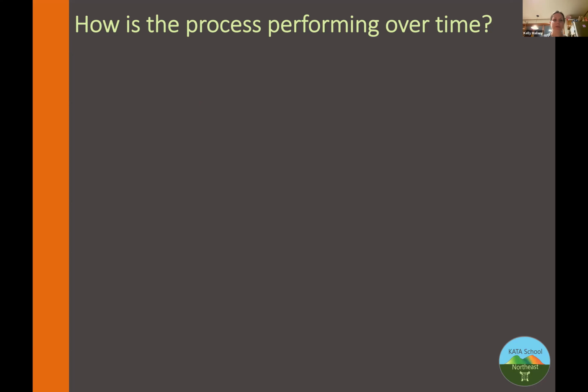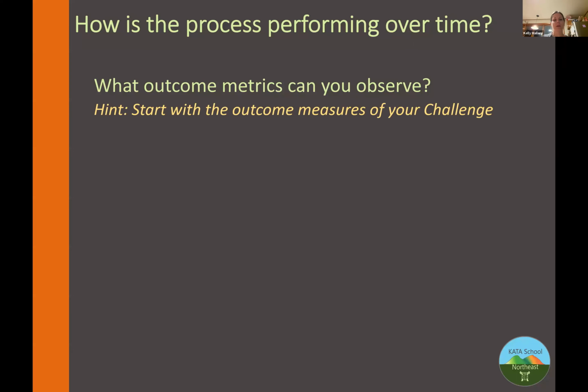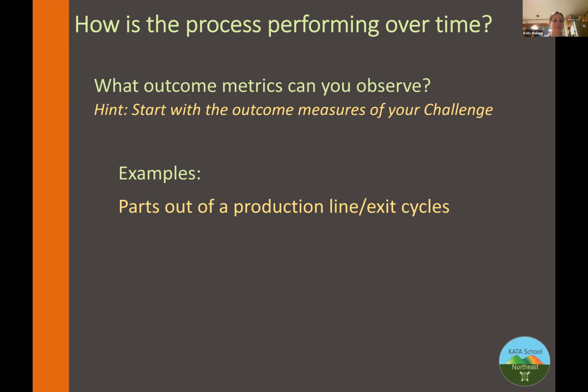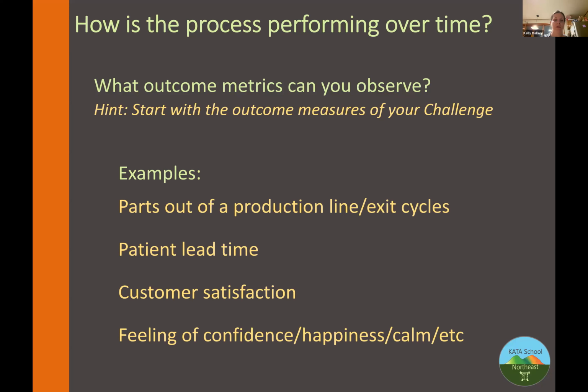And another way to think about this is, what outcome metrics can you observe in your process? So here's a hint. It's really convenient if you start with the outcome metrics from your challenge. Here are some examples of what some outcome metrics might be. So it could be parts out of a production line or exit cycles, patient lead time, customer satisfaction, or a feeling of confidence, happiness, calm, etc.